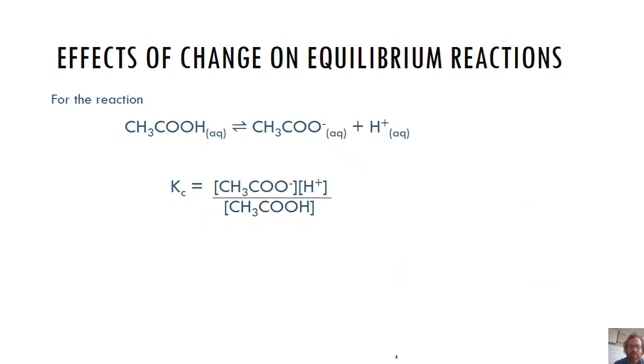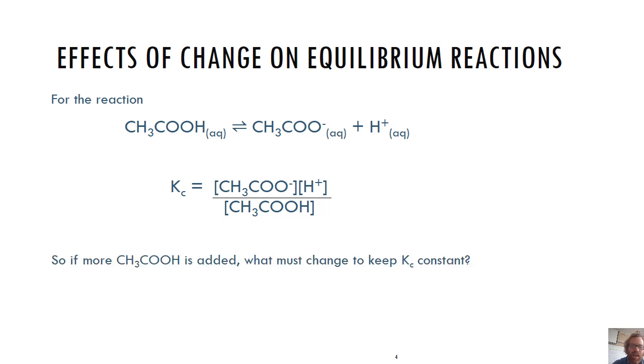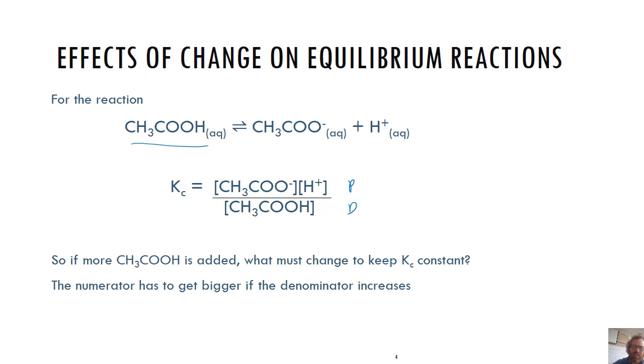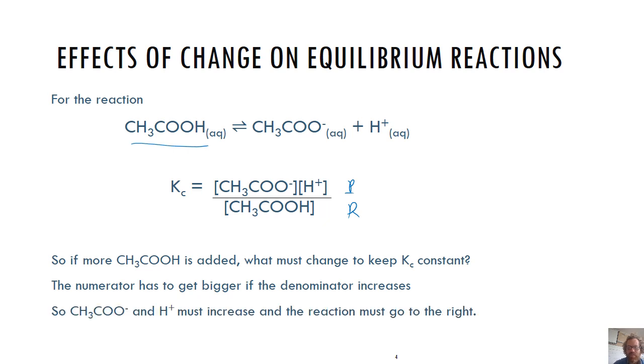So for example, if we've got this reaction here, ethanoic acid, which can deprotonate in water, if I add more ethanoic acid, to keep Kc constant, the numerator, so this is the top bit here, which is the products, has to get bigger if this has increased. So I've got to increase my products and decrease my reactants. To do that, the reaction must proceed to the right towards products.